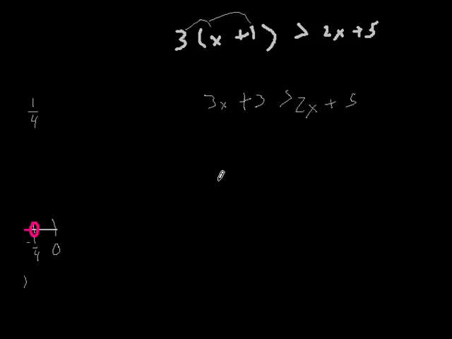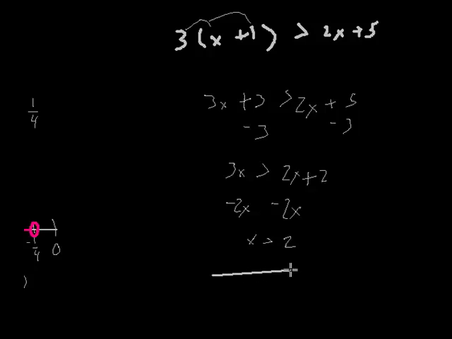Is that a little better there? First thing I'll do is subtract 3 on both sides. And now I have 3x is greater than 2x plus 2. And again, I'll subtract 2x this time from both sides. And I'm left with x is greater than 2. So let's graph this. We'll start with 2. Use open parenthesis or open circle. And the graph will continue on to the right.